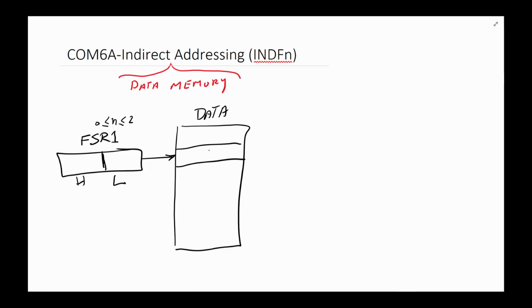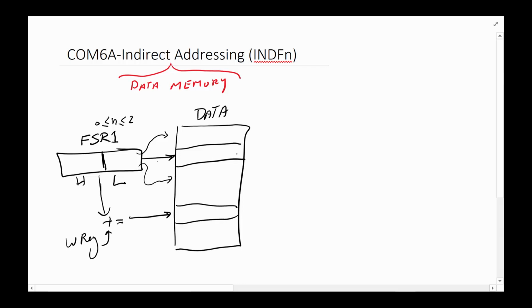And then I also could set it up so when I read, this pointer automatically gets incremented to the next one. I can set it up so it can automatically decrement to the previous one, or I can set it up such that it takes whatever is in this register, adds it to whatever I have in the W register, and then the result of that is used to look at the location in memory. Those are different options that you have with indirect addressing.